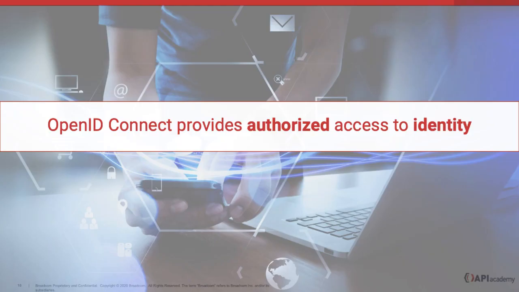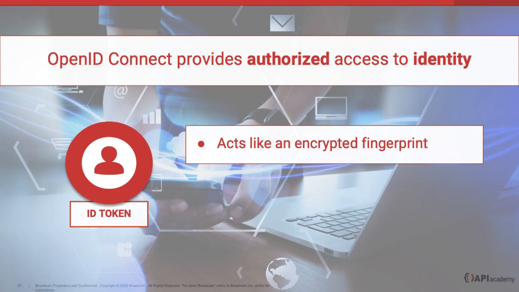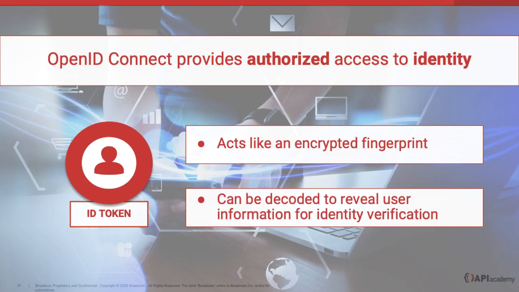The OpenID Connect protocol is an extension of OAuth 2 and works not only to eliminate this vulnerability, but also to fill in the rest of the authentication gaps within OAuth 2, such as better enabling SSO. Within the authorization flow, if OpenID is included as the scope, an additional ID token is generated along with the access token. The ID token acts like an encrypted fingerprint that travels through the flow with the access token. At the API endpoint, it can be decoded to reveal user information for identity verification. A user info endpoint can also be referenced to reveal further user information.